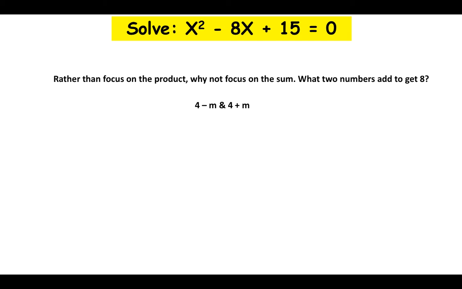Now, this is fundamental because now we're trying to find the two numbers. We want to find these two numbers that, when multiplied together, give us 15 in this way.